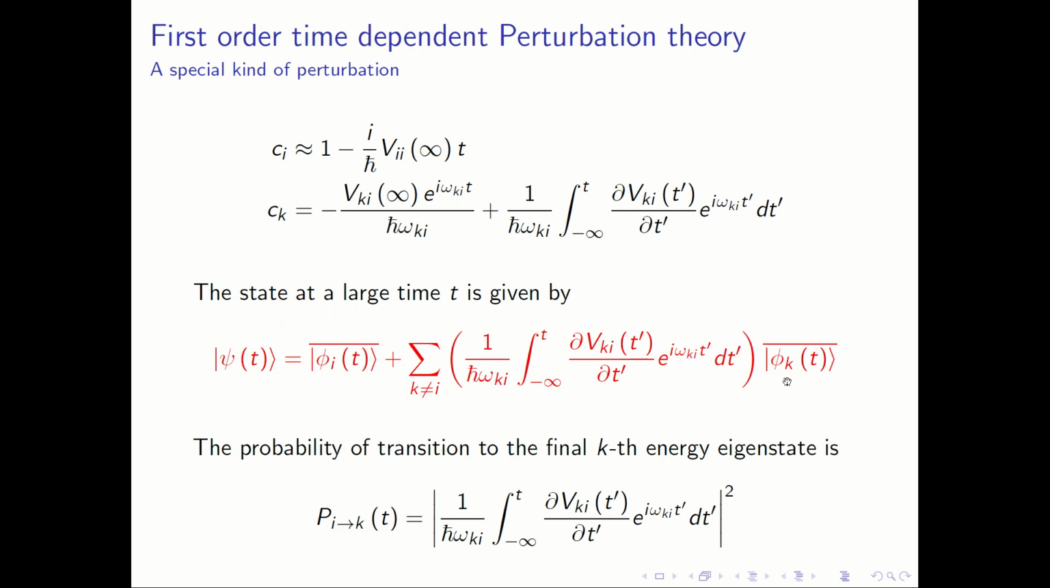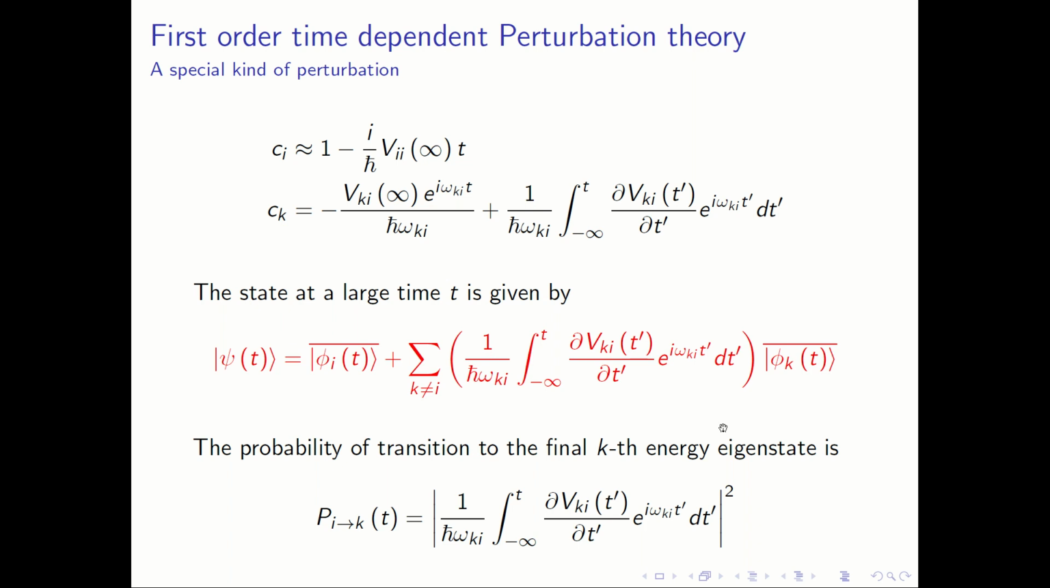So the probability of transition from the ith state to the kth state is given by the mod square of this quantity. This again is a result which looks very much like the result we had derived a while ago for a perturbation which lasts for a finite time, but there is a very big difference here. Apart from the fact that, of course, the expression is different, the real difference is this.